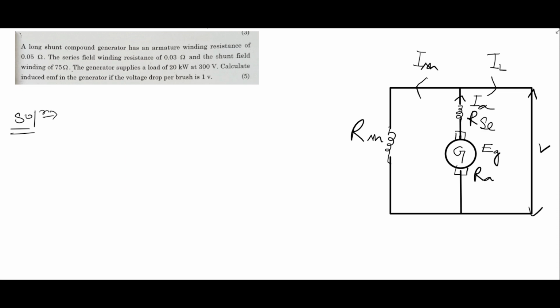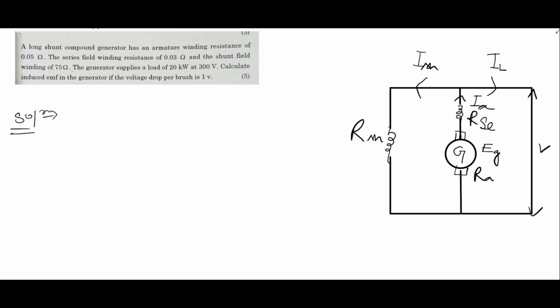The question is: a long shunt compound generator has an armature winding resistance of 0.05 ohm, a series field winding resistance of 0.03 ohm, and a shunt field winding resistance of 75 ohm. The generator supplies a load of 20 kilowatt at 300 volt. Calculate the induced EMF in the generator if the voltage drop per brush is 1 volt.